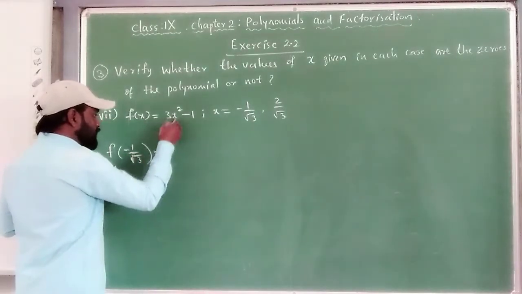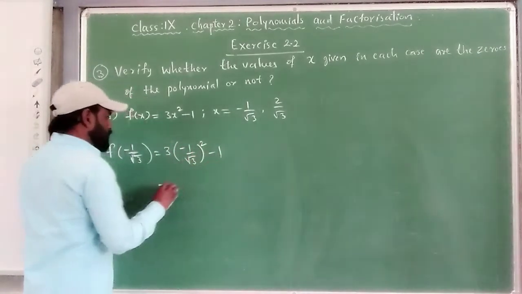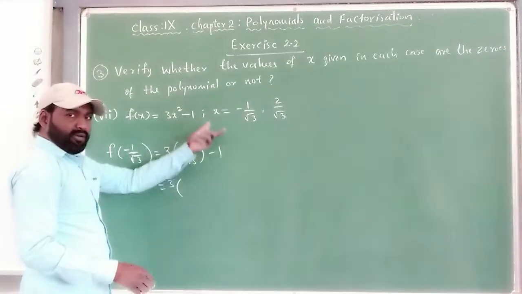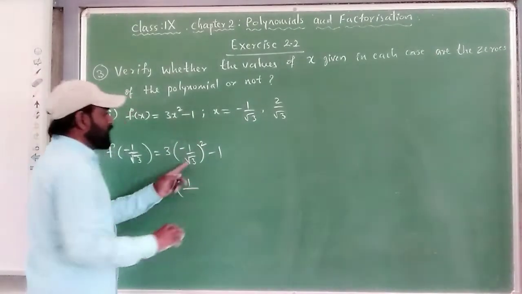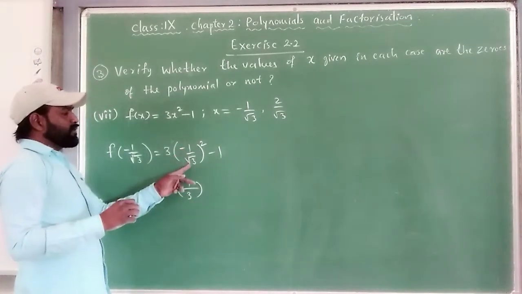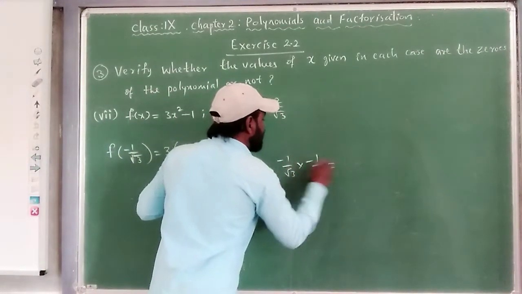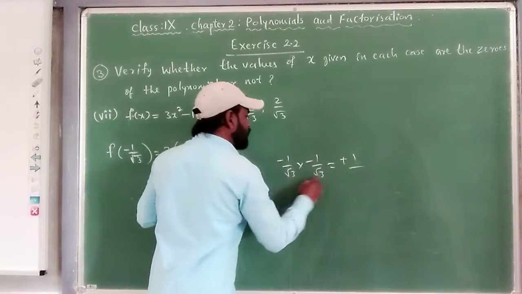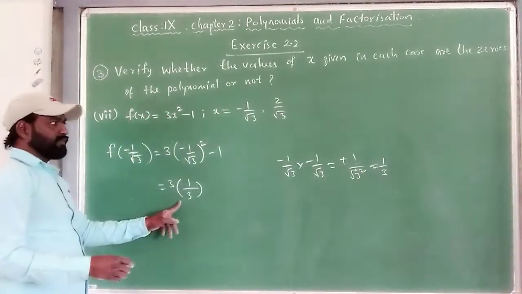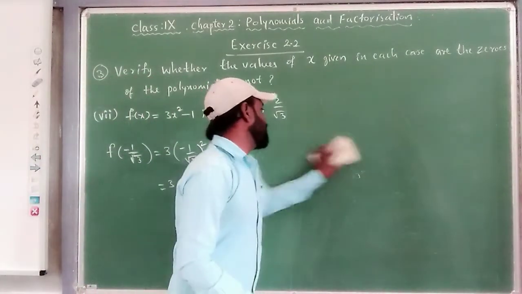Substitute: 3 as it is, x square means minus 1 by root 3 whole square, minus 1. So 3 into, this squared: minus 1 into minus 1, it will be plus 1. Root 3 also squared. Square root gets cancelled, only 3 will remain. So minus 1 by root 3, if you square it, minus 1 by root 3 into minus 1 by root 3. Minus into minus is plus, 1 into 1, 1. Root 3 into root 3 is square. Square root gets cancelled, it becomes 1 by 3 only. So I am writing that 1 by 3 as it is. So minus 1 is there, that minus 1 as it is.